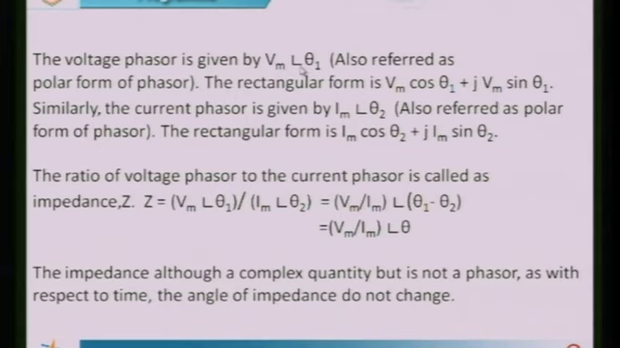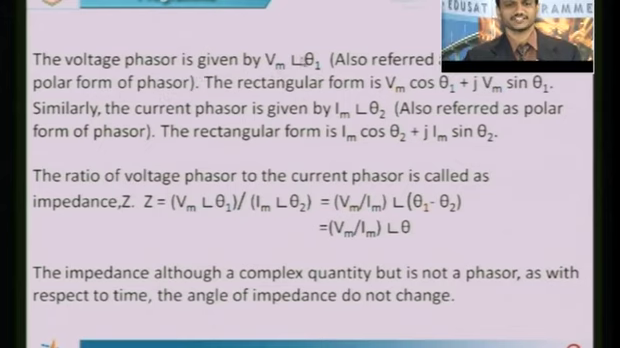We are considering whatever the angle is at t equal to 0. When we do so, we are eliminating the frequency information, but that is not a problem because even the response will have the same frequency. So, the voltage phasor we are considering for v of t, that is the applied voltage, is Vm at an angle of theta 1, at our point of reference t equal to 0. This representation is also referred to as the phasor form, or the polar form of the phasor.